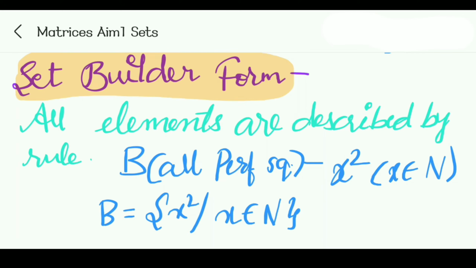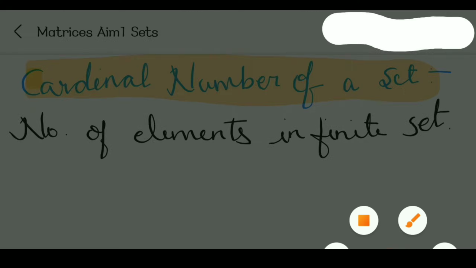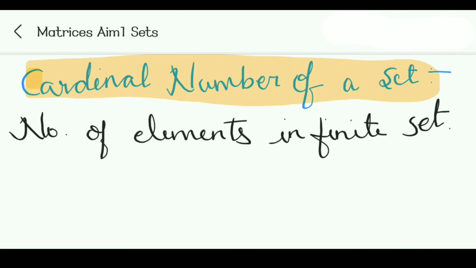Now we shall discuss the next topic, the cardinal number of a set. It just tells the number of elements present in a finite set. That means the elements are limited, nothing extra should be there, everything should be finite. For example, for whole numbers we put dot dot dot, which should not be there. Suppose we put 0, 1, 2, 3, and so on, right?